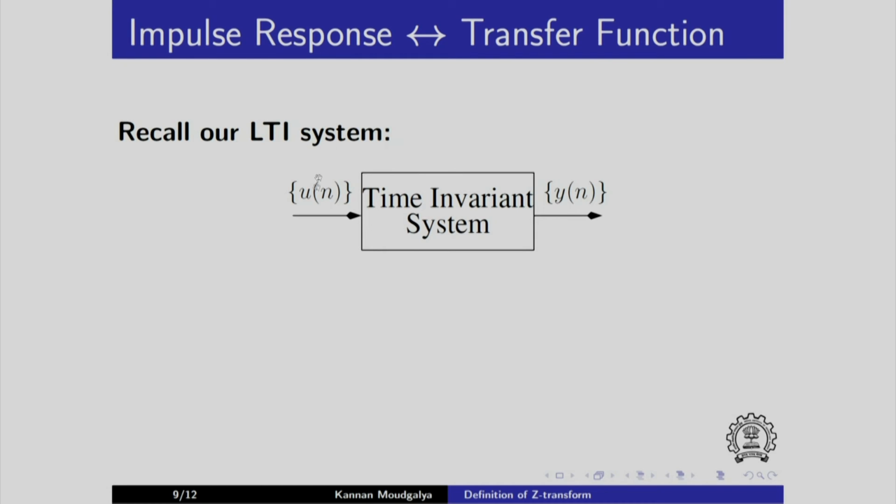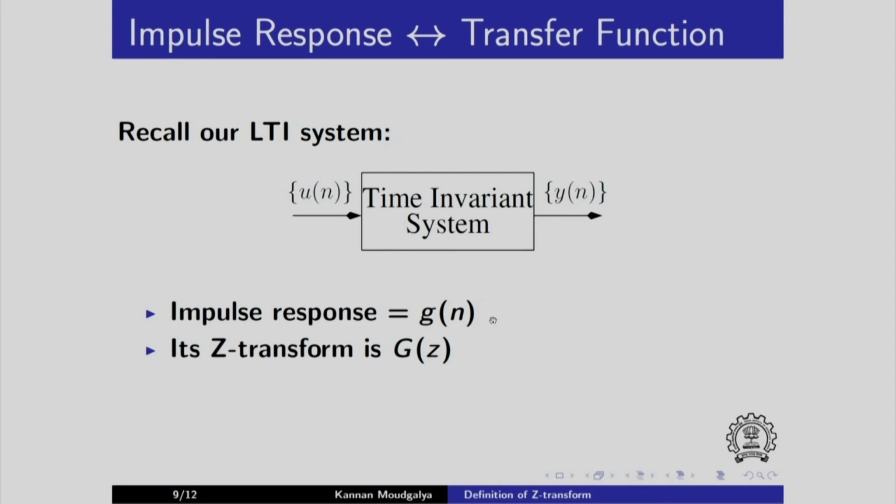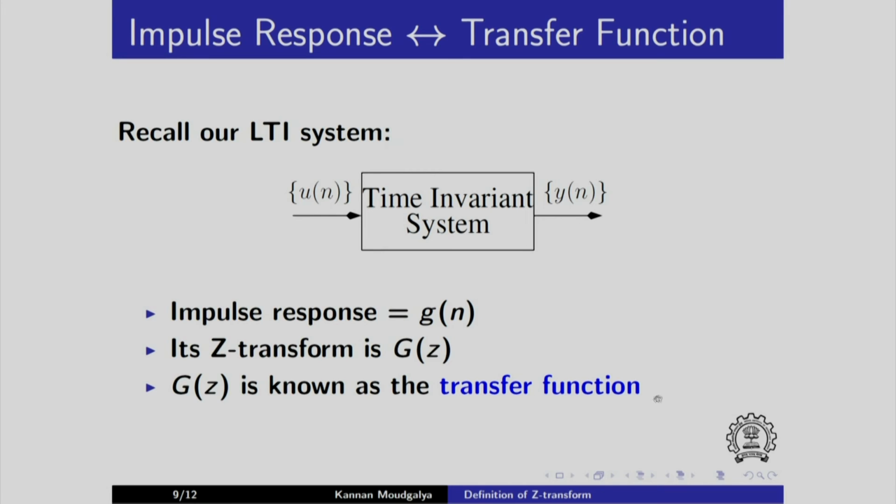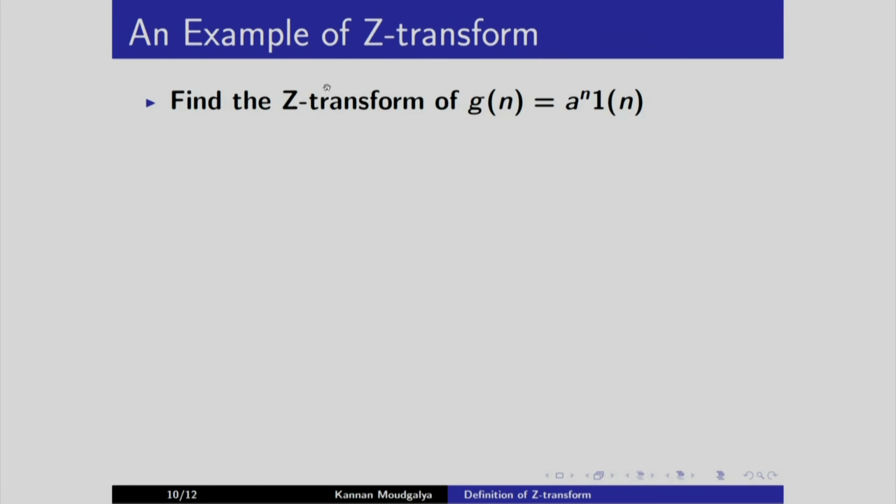Now we will define what is meant by a transfer function. Recall our LTI system, linear time invariant system, with input u(n) and the corresponding output y(n). The impulse response is denoted by g(n). Let us take its z transform, let us call it capital G(z). Capital G(z) is known as the transfer function. In fact, in this course we will use this capital G(z) as the transfer function.